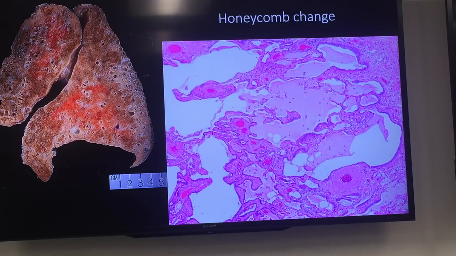You can also see why honeycomb change, when you first see it, can be a little disturbing. You see all this epithelium and you think, well, this is a well-differentiated adenocarcinoma. It can look that way, but those cells are ciliated, so it's very easy to tell them apart. Ciliated, bland, filled with mucin.